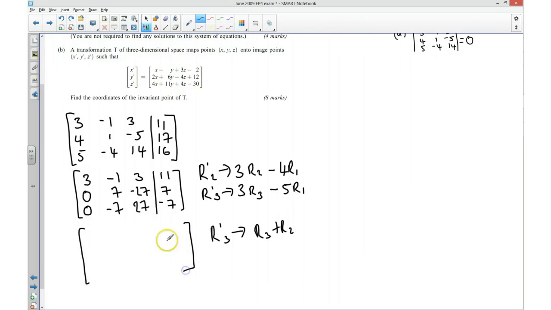Okay, so I've got 3, negative 1, 3, 11, because I've not changed the top row. I've got 0, 7, negative 27, 7, because I've not changed the second row. And this row here, 0 and 0 is 0, negative 7 and 7 is 0, 27 and negative 27 is 0, and negative 7 and 7 is 0.